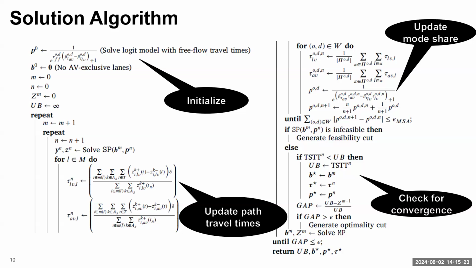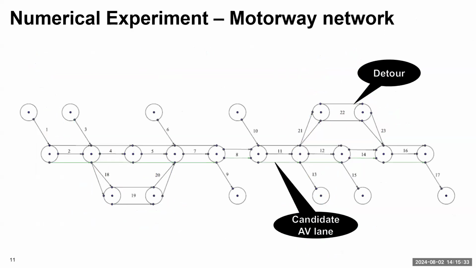What is the value and how is it actually being impacted when you have more connected and autonomous vehicles in the network. We did small numerical experiments on this, where we have a motorway network with different nodes and links, and a few candidate AV lanes. The green ones always provide a path for the regular vehicles to go from their origin to the destinations. But there are a few candidate AV lanes which can be either switched on or off based on how beneficial it is for the overall system performance.